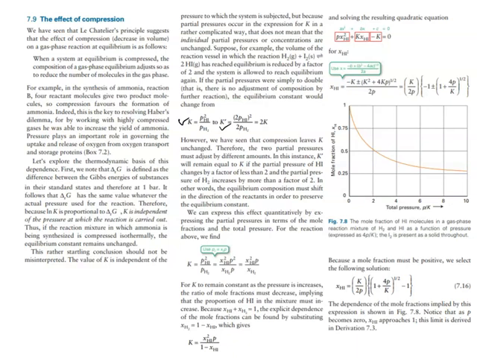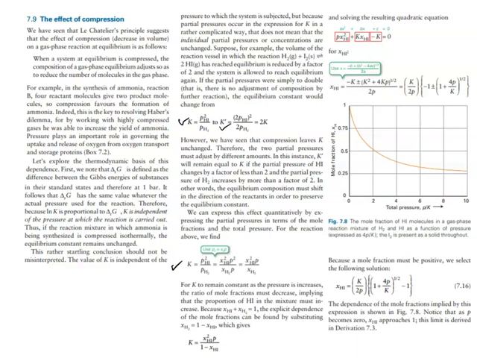Everything tries to maintain the equilibrium constant, and the ratios of reactants to products shift to try to maintain that value. We can express this effect quantitatively by expressing the partial pressures in terms of the mole fractions and the total pressure. For the reaction above, we find the following, where we just multiply by mole fractions. For K to remain constant as the pressure is increased, the ratio of mole fractions must decrease, implying that the proportion of hydroiodic acid in the mixture must increase.